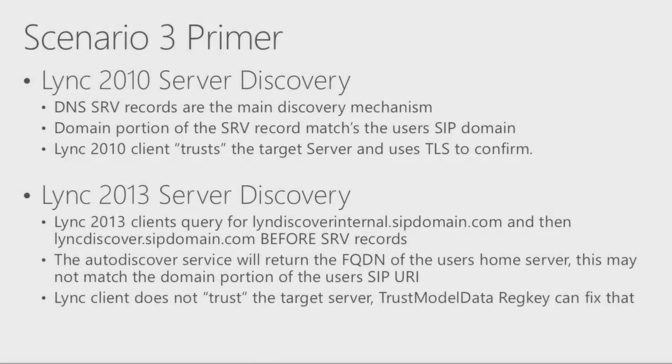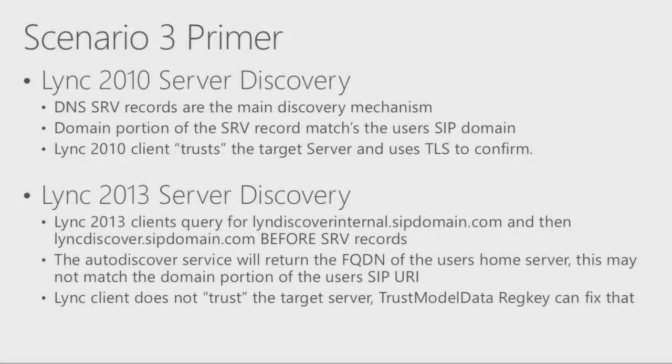Second thing to look at is how Lync 2013 clients do server discovery. Those of you that have deployed the mobile clients and the modern clients will have worked out that one of the things you have to get going is the Lync Discover and Lync Discover internal records in play, because you're leveraging the auto-discover and discovery services so that your mobile clients can find your ECWA server.